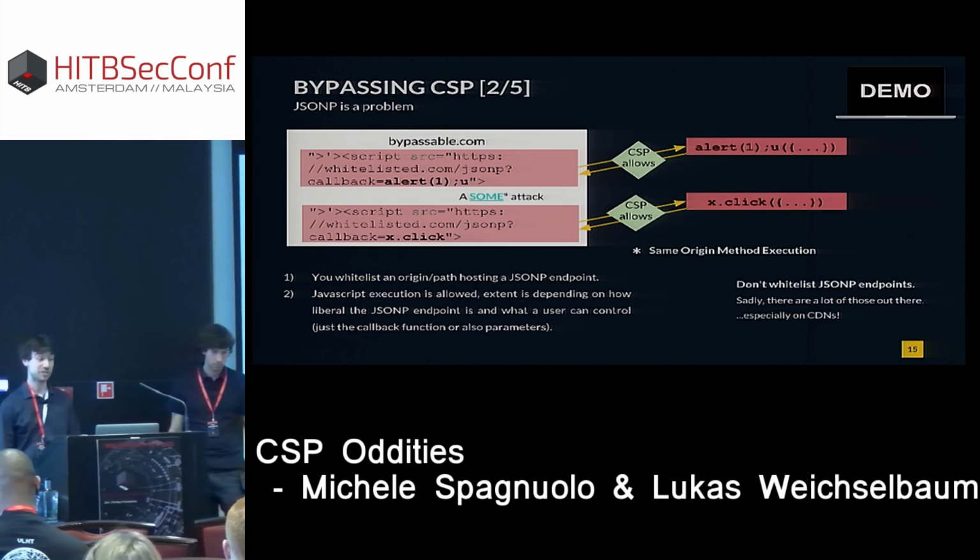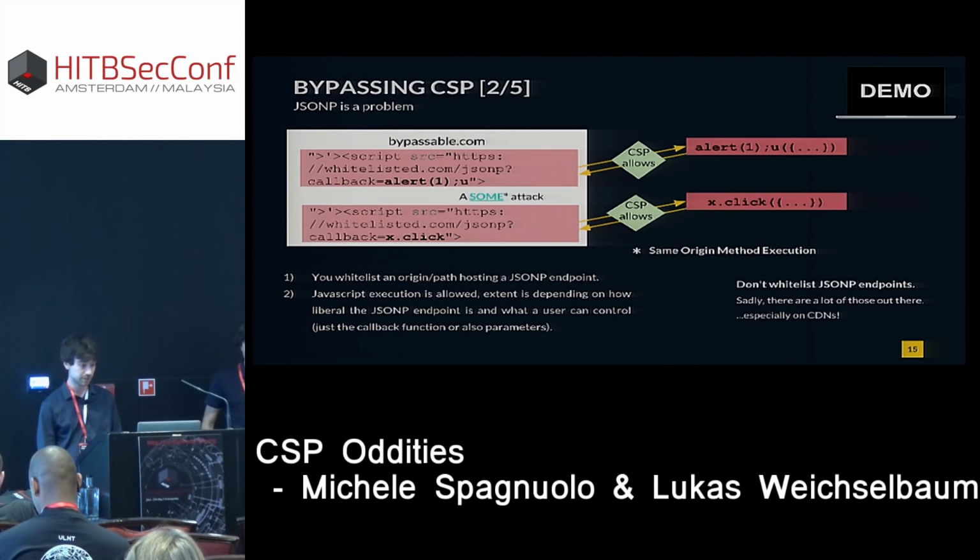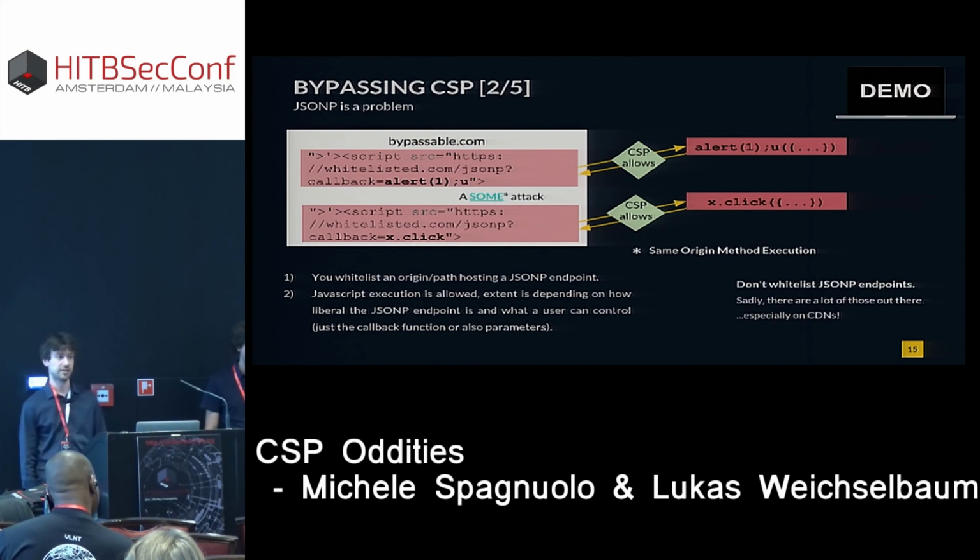So, yeah, JSONP is a problem for CSP, and this is not very widely known. We want to stress that this is a real problem, and this is a deal breaker. Even if you use full domains like a CDN, almost all CDNs embed at least one JSONP endpoint. So this means you can't whitelist CDNs, right? This is as strong as that.